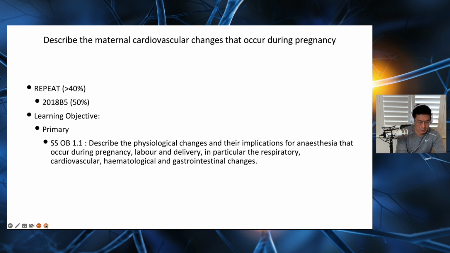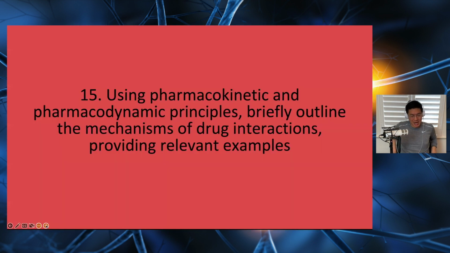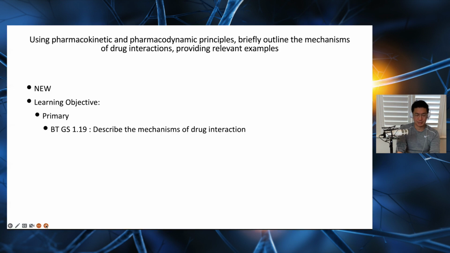Nice. And the last one, this is a hard one, I think. Yeah, this looks bad, right? For number 15, using pharmacokinetic and pharmacodynamic principles, briefly outline the mechanisms of drug interactions, providing relevant examples. Wow. So that's one of the very specific learning objectives at the very start.